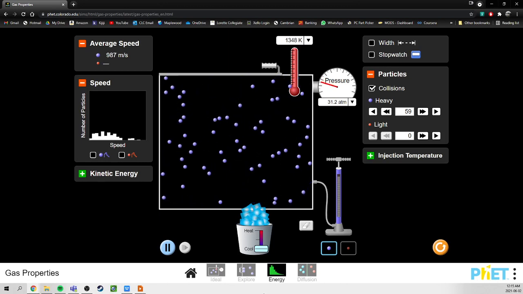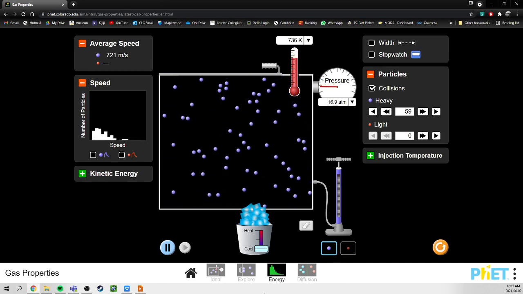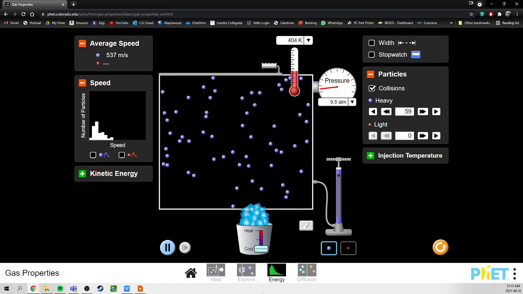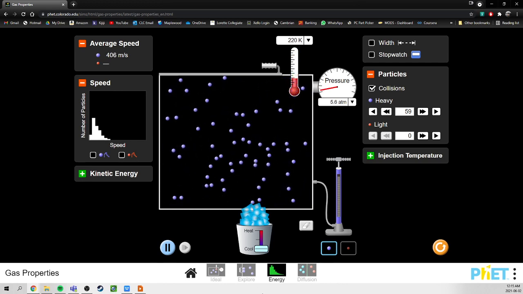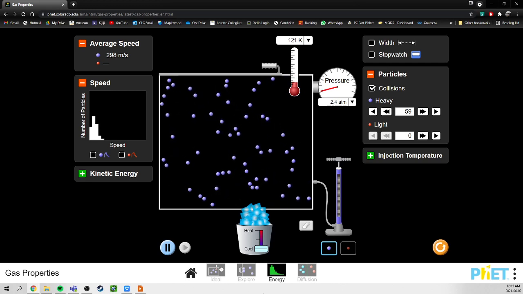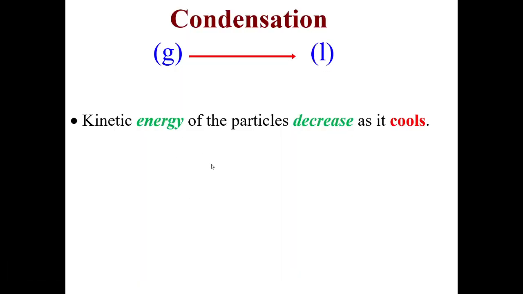So as we cool it down, you can see that the particles are slowing down. So they have less kinetic energy. They have less motion that they're able to do. Now I'm getting pretty close to absolute zero. These things are barely moving. Okay. So as these particles slow down, then IMFs start to take hold.